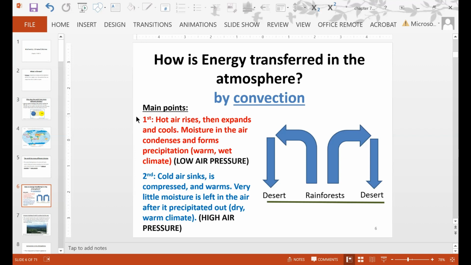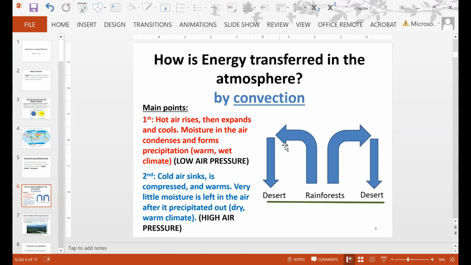So the main points of convection are that hot air rises. You start out in the tropical areas where you have your rainforests and your hot air is rising. There is moisture in that air. When the hot air rises, it expands and cools. And when the air cools, the moisture in it condenses and forms precipitation. So then you have a lot of rain. That's how you get your rainforests, which are hot and humid with lots of rain. And this sets up a low air pressure system with a warm and wet climate.